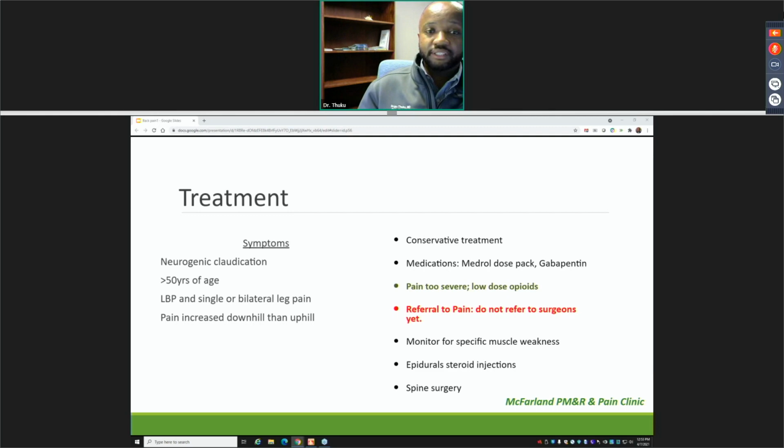Now, for treatment, we're going to go more into specific diagnoses or presentations. For example, you have a patient who comes in with neurogenic claudication, they are 50 years of age, and they have lower back pain. It can be in a single leg or both legs, and pain is increased going downhill rather than uphill. So this sounds more like lumbar spinal stenosis.